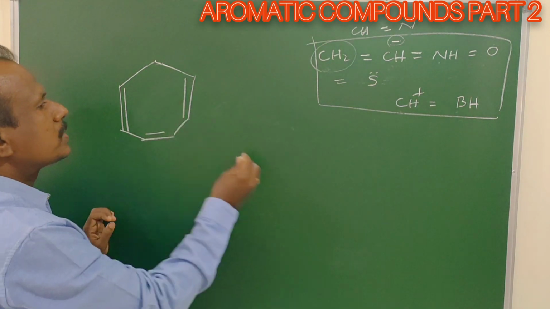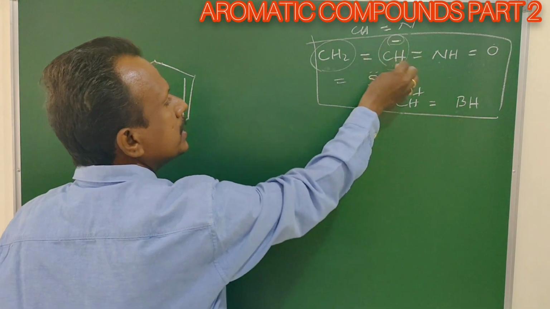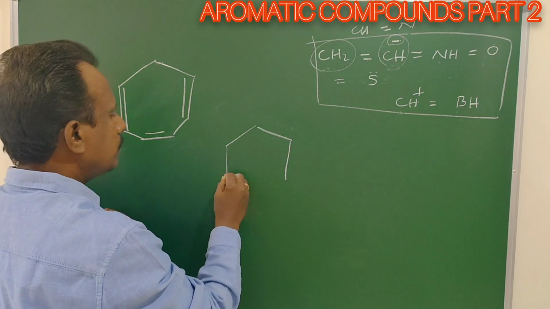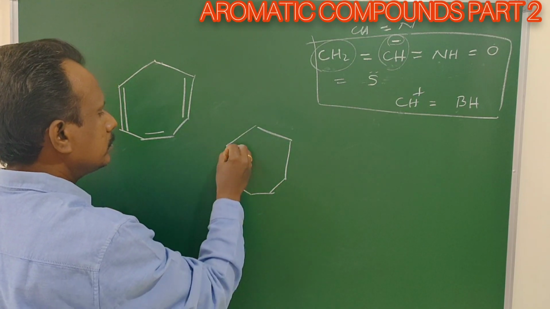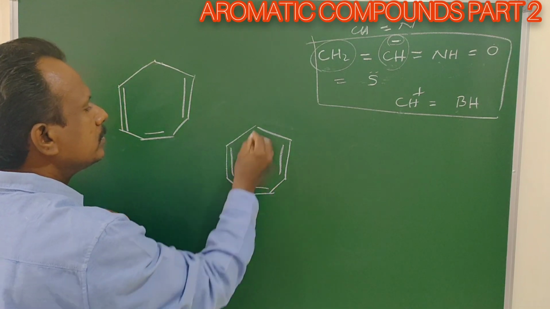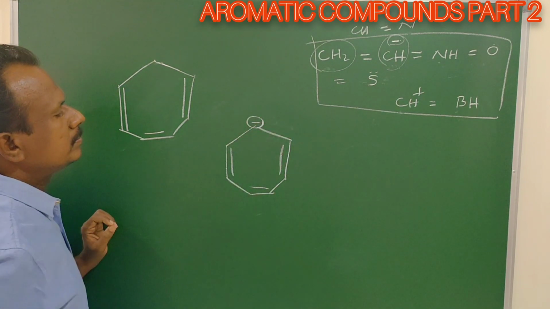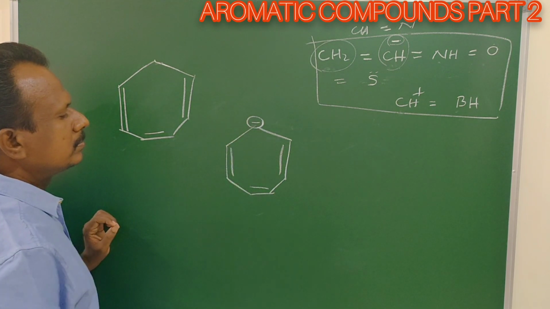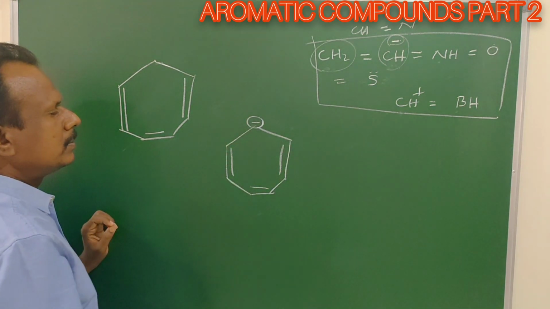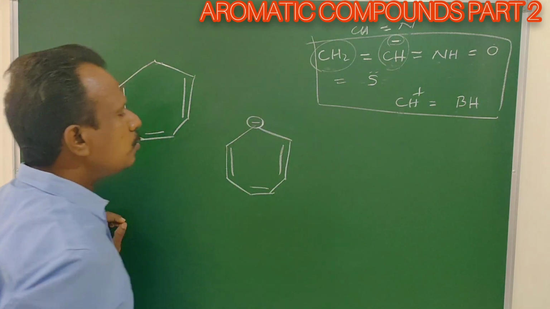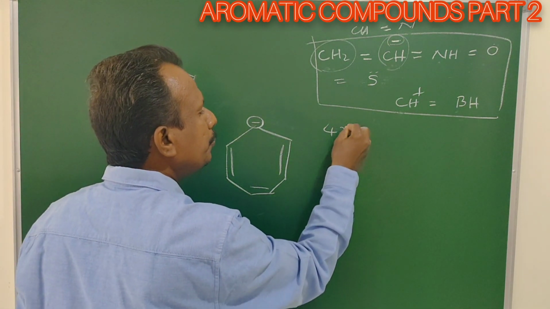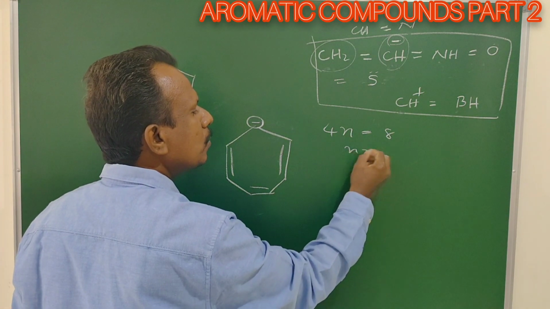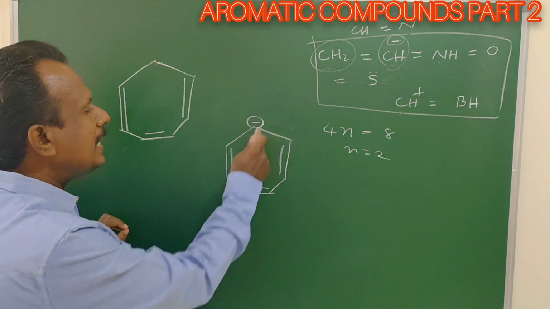In place of CH2, we put CH minus. We obtain another compound, a 7-membered ring. Here CH minus. This negative charge lone pair is in delocalization. All are sp2 carbons. It does not obey Hückel rule because delocalized electrons equal 8, 4n equals 8, n equals 2, so it is anti-aromatic.